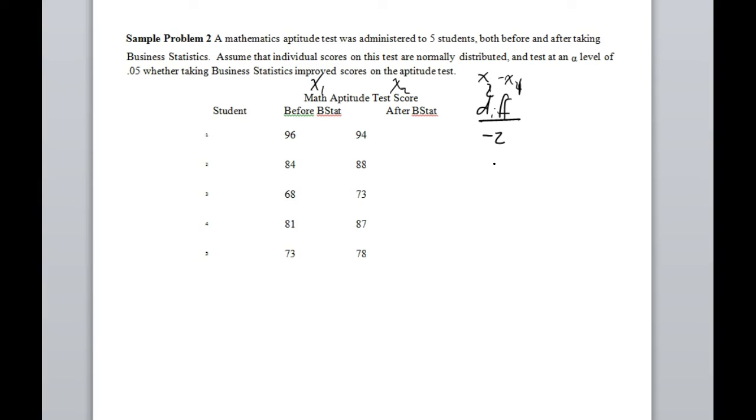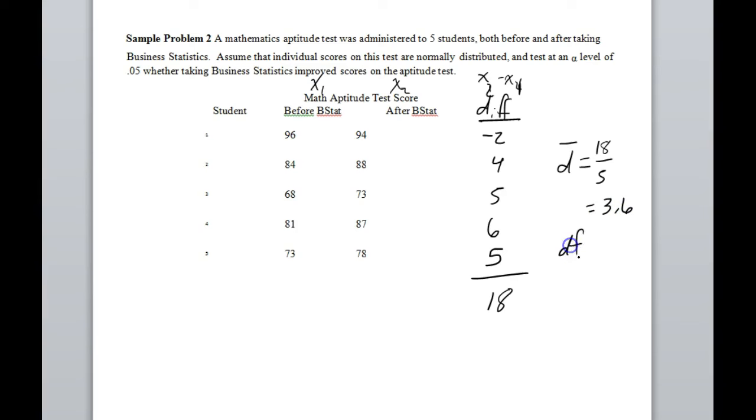So we have a minus 2, 4, 5, 6, and 5. So 4 out of the 5 students had an uptick on their score, which is what we would expect. So we add up these differences, we get 18. Then if we want to find d bar, it would just be the average. So 18 divided by 5, and that gets us 3.6.